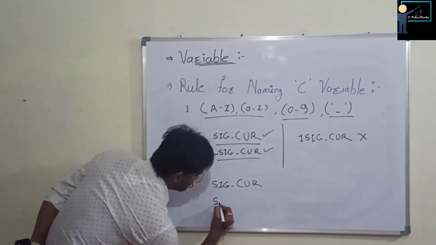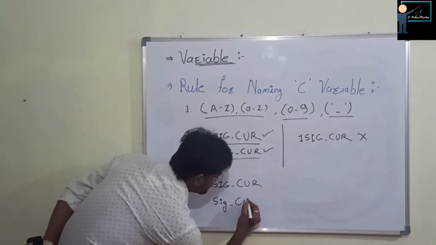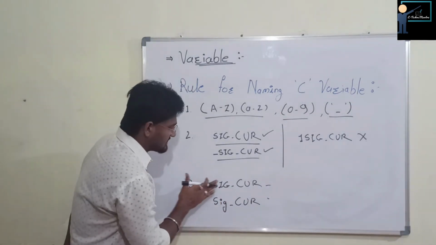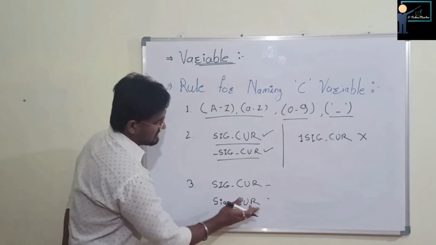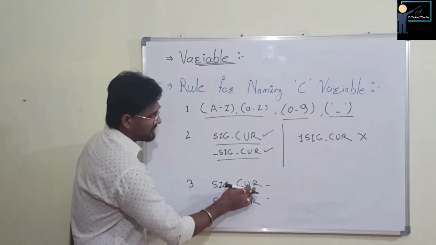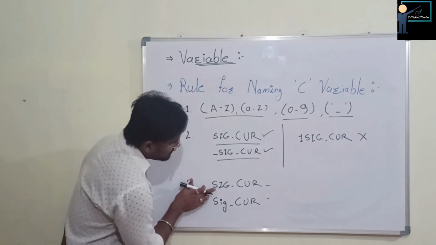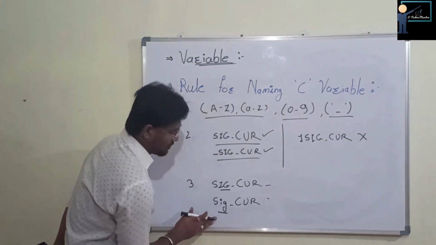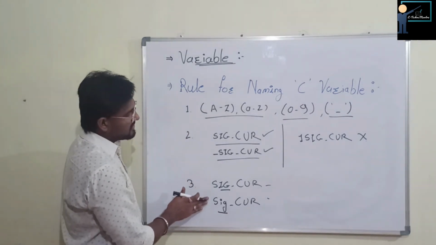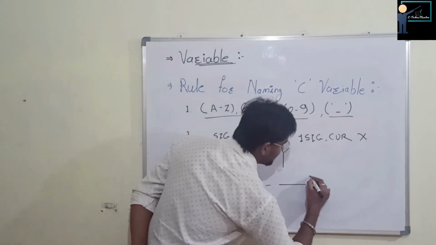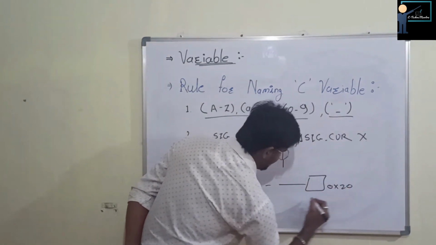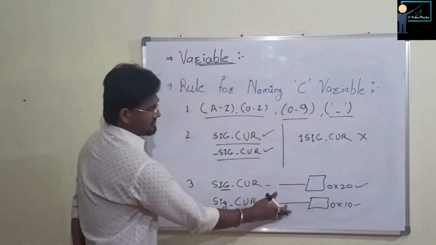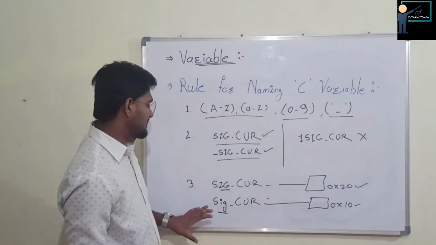If you write the same name like SIG underscore CUR, so both the name pronunciation and spellings are the same, like signal underscore CUR. But here we use all capital, meaning uppercase, and here we use lowercase. So if we write like this, then both variables point towards different memory locations, which are not the same. So that's why this variable is case sensitive.